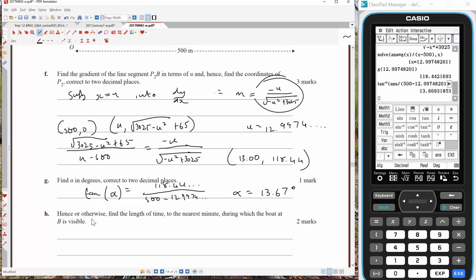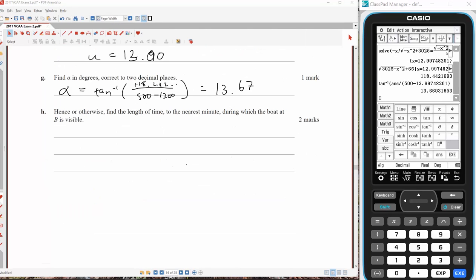All right, hence or otherwise, find the length of time to the nearest minute during which the boat at B is visible. All right, so you may notice some continuity issues with this video here because I'm having to re-record this last question. I actually recorded it at the end of this video, but forgot to hit unpause. So I'm just having to tack this on the end, and I'm working on a version of this that I've previously worked. So I'll still be able to answer this last problem, but some of the things might not look totally continuous to the rest of the video. Right, so let's just finish this off.